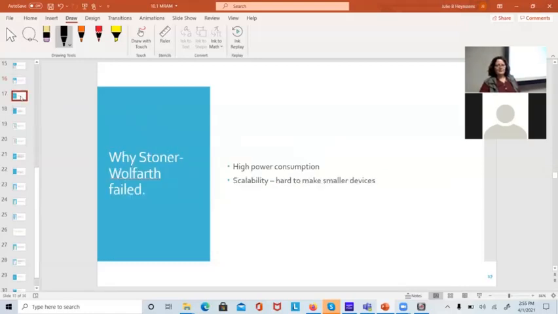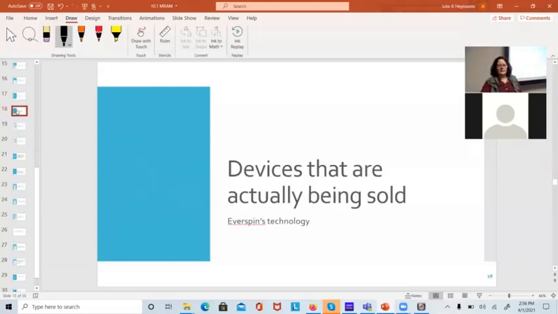And why did it fail? Pretty much it had a really high power consumption. And scalability, it was hard to make devices smaller. As you made the devices smaller, the power per unit area went up, which was not a good thing. So this is devices that are actually being sold.